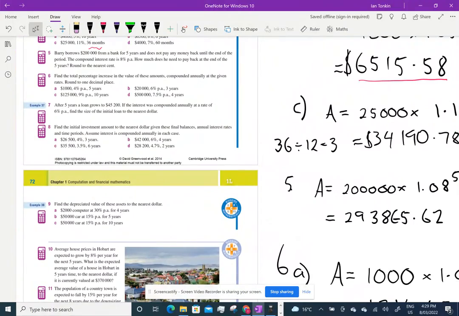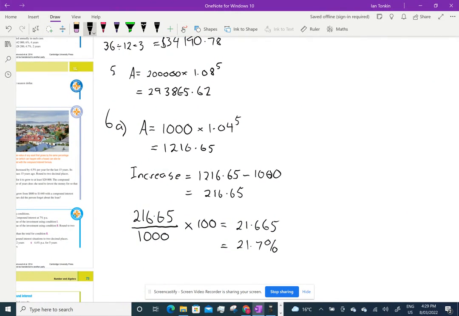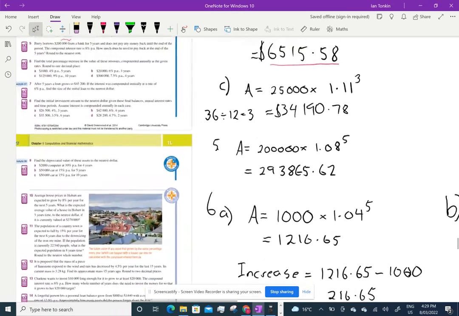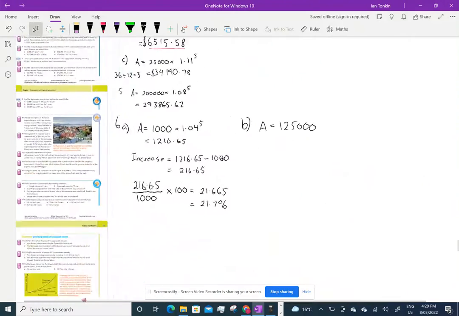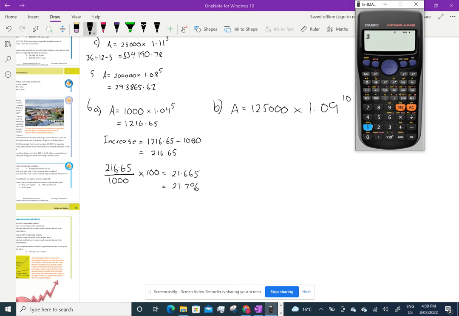So you pause the video and you're going to come back. What have I got? 125,000, 9%, 10 years. So I'll do it over here. 6B. Amount equals 125,000, 9%, 10 years, times 1.09 to the power of 10. Bang, calculator. 125,000 times 1.09 to the power of 10.